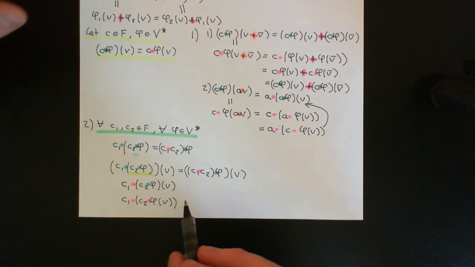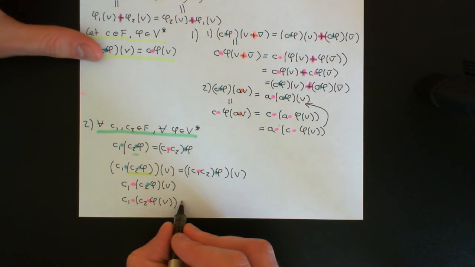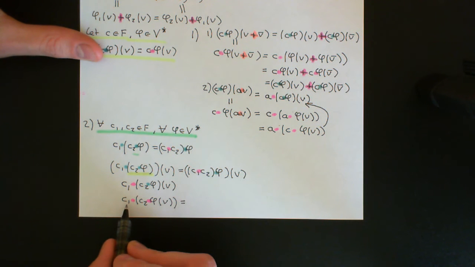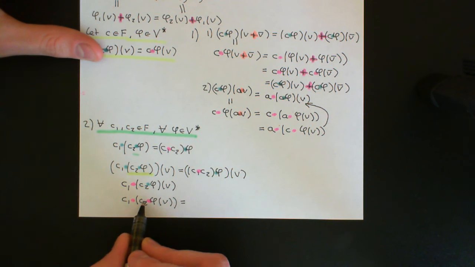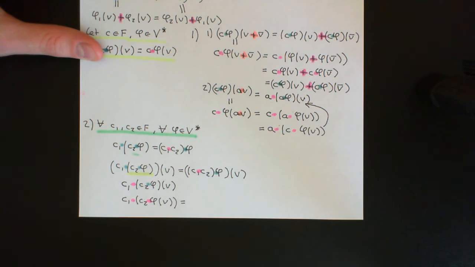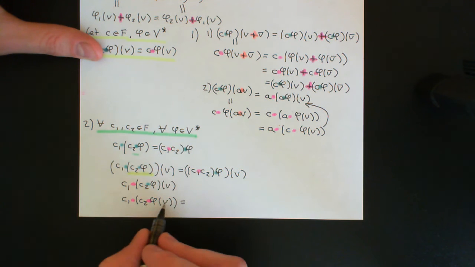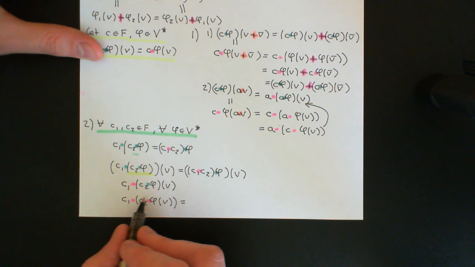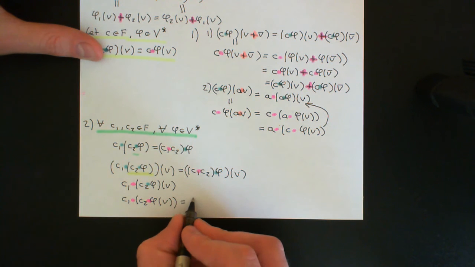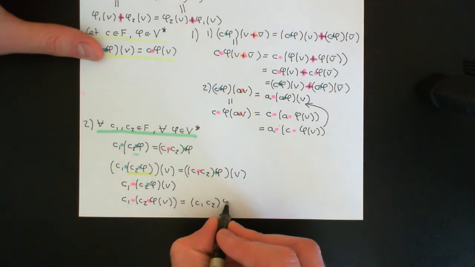Now, what we're trying to do, remember, is we're trying to turn it into this. So what we're going to now apply is associativity of field multiplication. So we've got C1 multiplied by C2 multiplied by phi of V, with the brackets around C2 and phi of V here. Okay, what we're going to do is we're going to take the brackets away from there and put them around C1 multiplied by C2, applying the fact that field multiplication is associative.